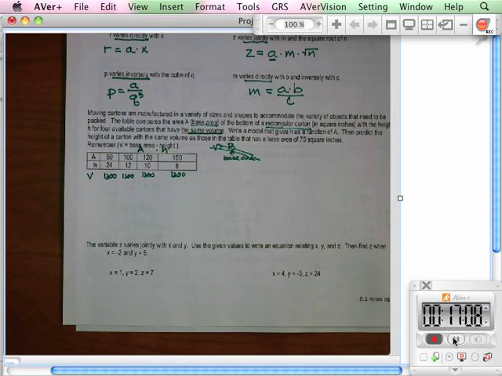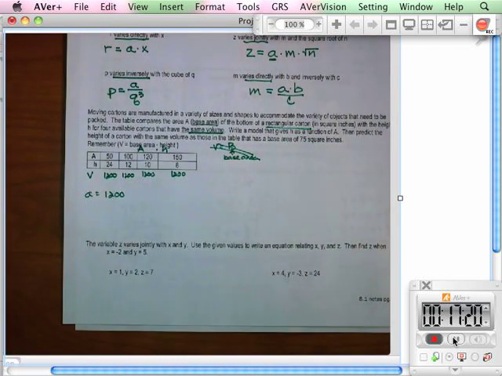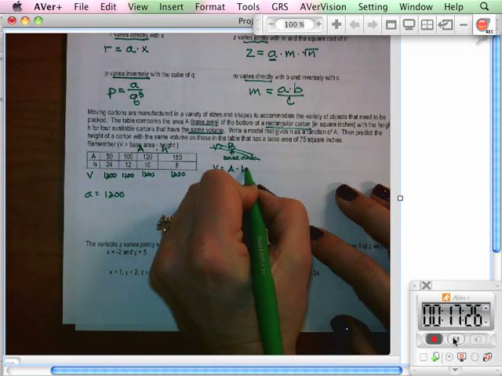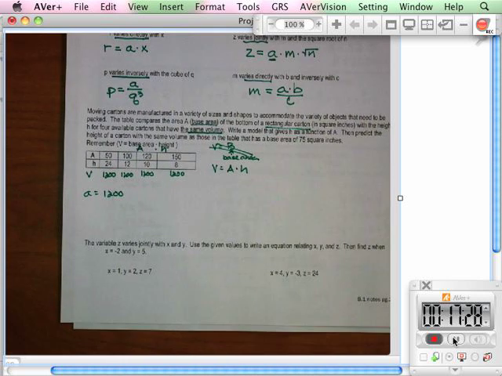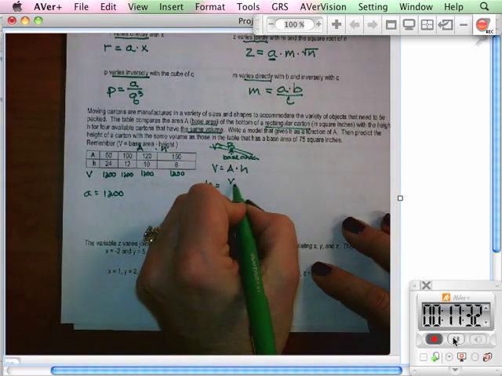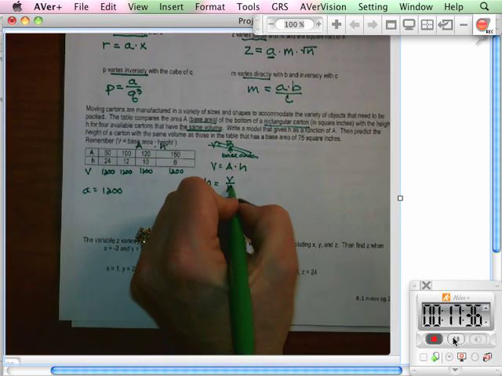What is my constant of variation here? What's the constant number here? It's 1,200. Okay, so I'm going to say my A is 1,200. I figured that out. And I know if I need to write a function to get H, I could represent it by the volume divided by the area, the A.